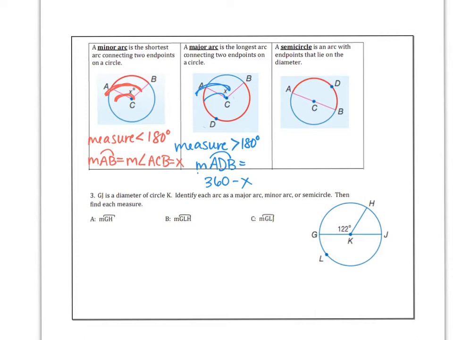All right, next we have a semicircle, and a semicircle is an arc with endpoints that lie on a diameter. This is going to go exactly halfway around a circle.